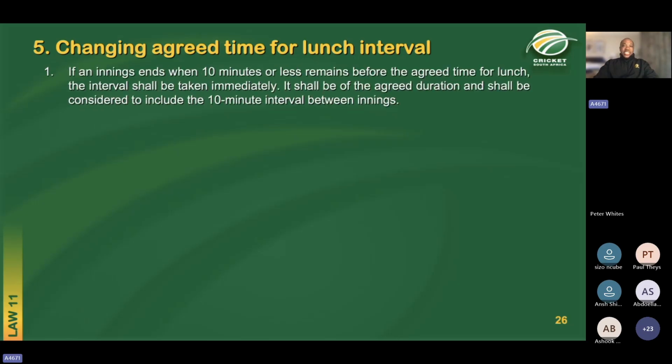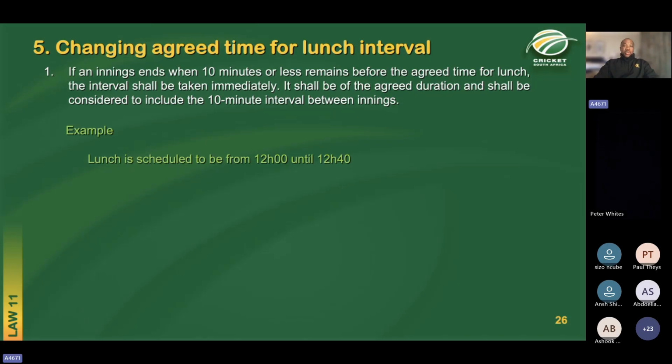So when can we change the agreed time for the lunch interval? If an innings ends when 10 minutes or less remains before the scheduled lunch break, the interval shall be taken immediately. It shall be of the agreed duration and shall be considered to include the 10-minute interval between innings. Here's an example to illustrate that point one.